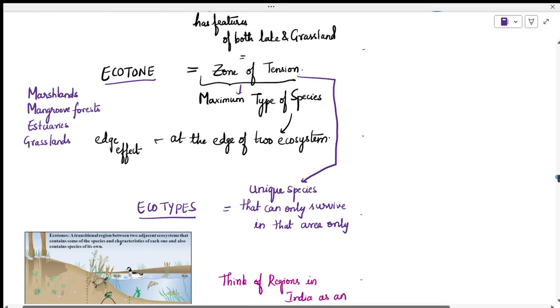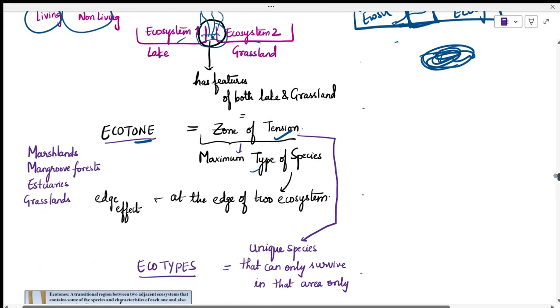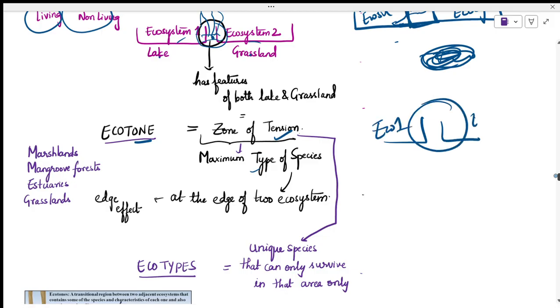And this place is called ecotone. So this is a lake and this is a grassland. Between lake and grassland we can see that there will be water also and there will be grasslands also, and this place is called ecotone. And this zone is called zone of high tension also, and there is more capability of having maximum types of species here. We can see that species from the lake and species of the grassland can survive here, and there will be some species which can only survive in the place between ecosystem 1 and ecosystem 2, and they cannot survive in ecosystem 2 or ecosystem 1 separately.